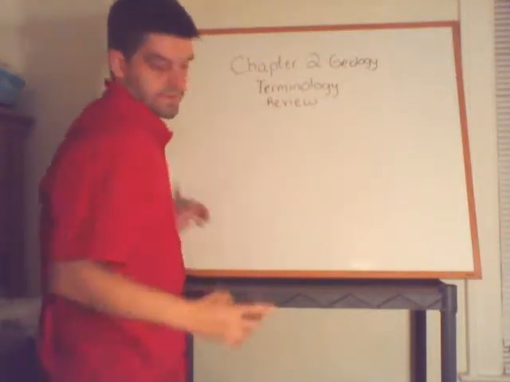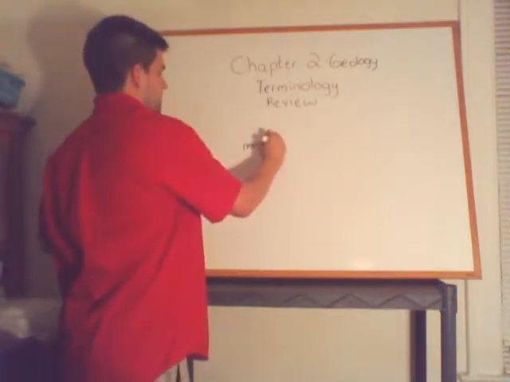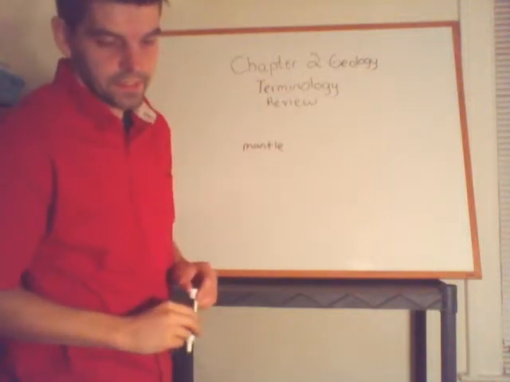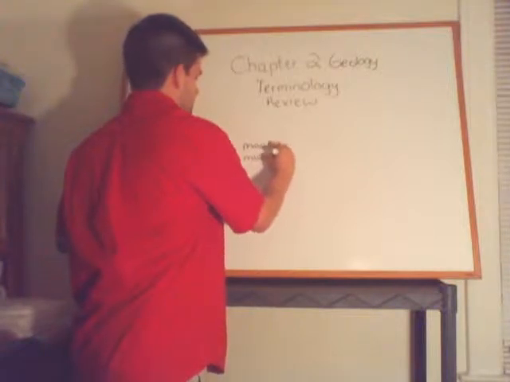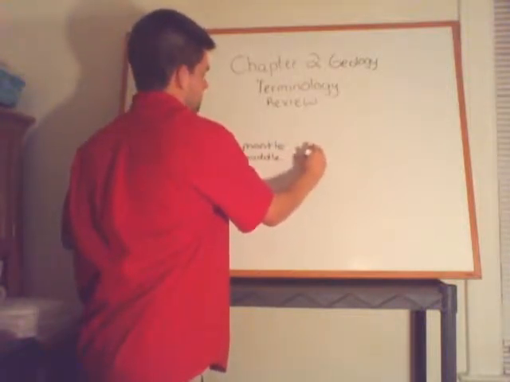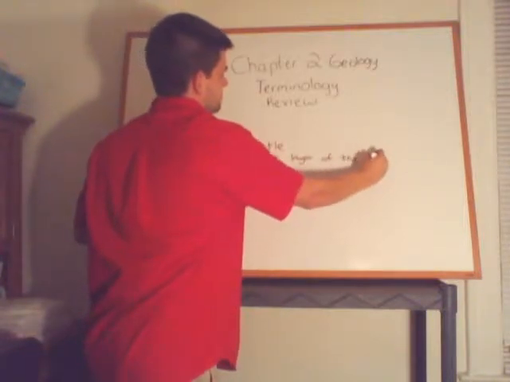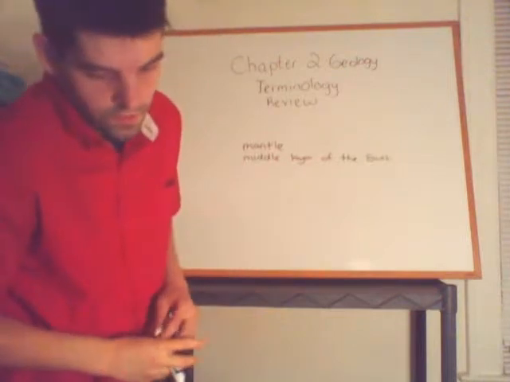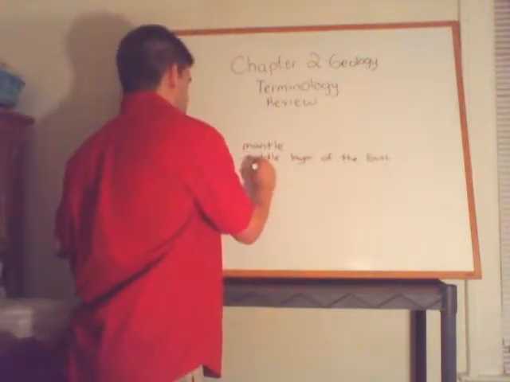The next definition is the mantle, and that is spelled M-A-N-T-L-E, and the mantle is the middle layer of the earth. From Moho to 1,800 miles beneath the surface.